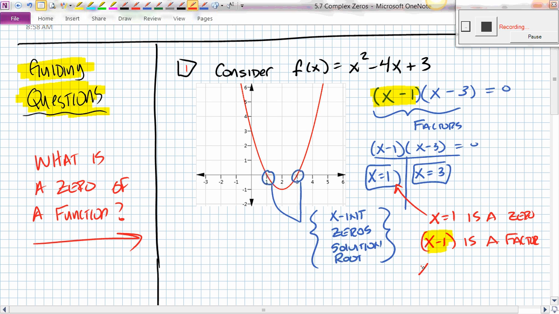Okay, likewise, if x equals 3 is a 0, then x minus 3 is a factor. All right, and again, I can see that that one comes from right here. Here's the factor of x minus 3. Well, there's the factor of x minus 3. So I am relating zeros and factors together in this one, okay?